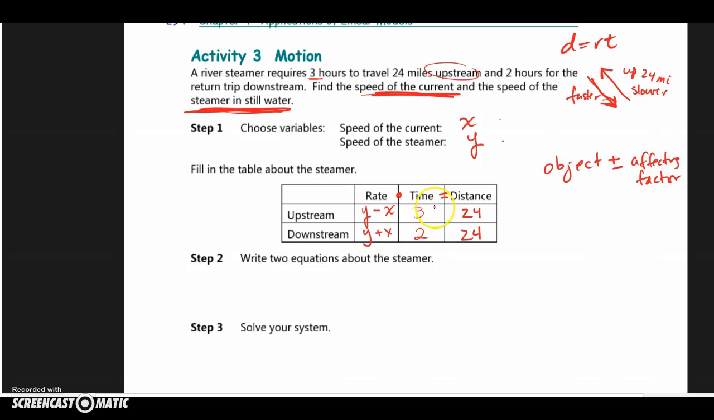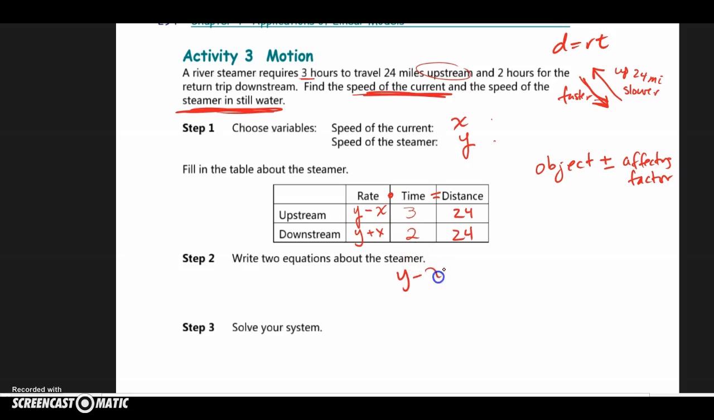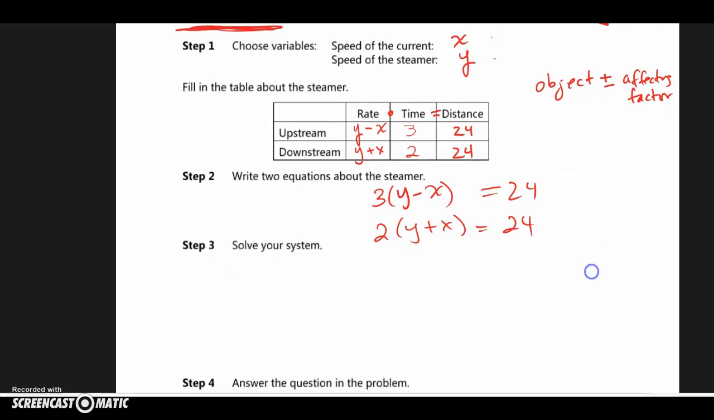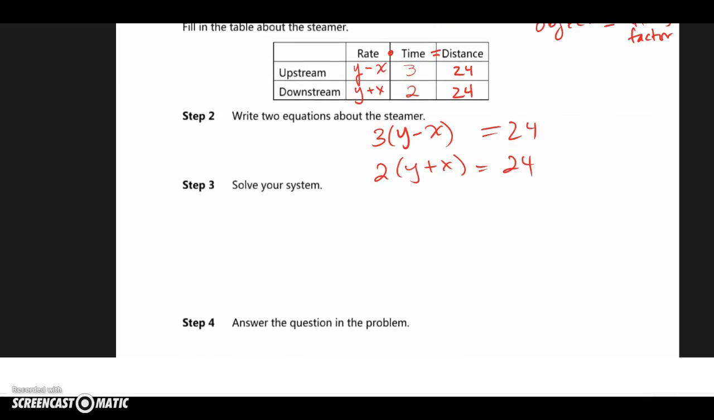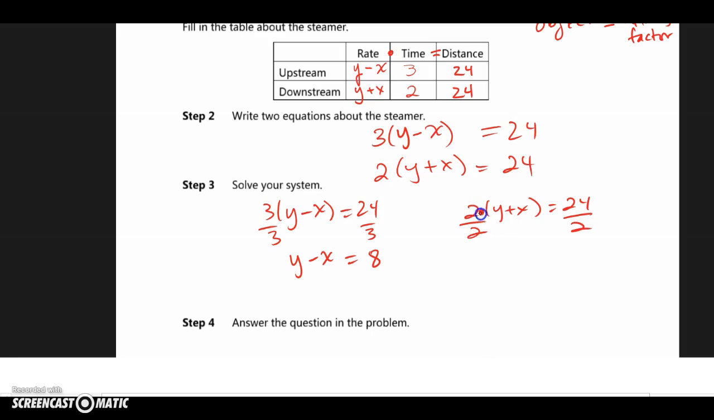Now write two equations about the steamer. Well, we know rate times time is distance, so y minus x, rate times time, I'll put the 3 in the front, is distance. And we also have rate times time for the second one equals the distance. So there is my system for the scenario. Solve your system. Solving my system might not be so bad if I just divide both sides by 3 in the first one, and in the second one, instead of distributing, I'm going to divide both sides by 2. I have y plus x equals 12.